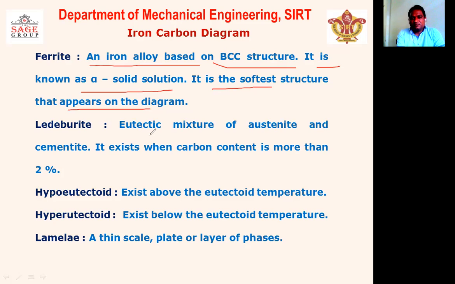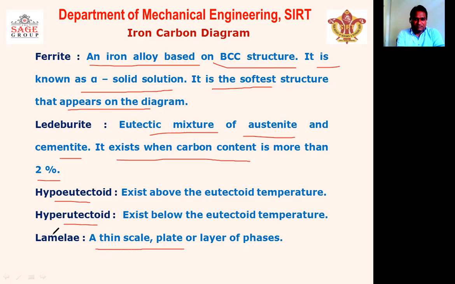Ledeburite, the eutectic mixture of austenite and cementite, is known as ledeburite. It exists when carbon content is more than 2%. So in the iron carbon phase diagram, dear students, after the range of 2% of carbon, you can see the existence of ledeburite, that is the eutectic mixture of austenite and cementite. Hypoeutectoid and hypereutectoid we have already discussed. So these are some definitions.